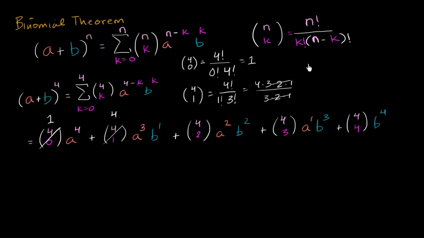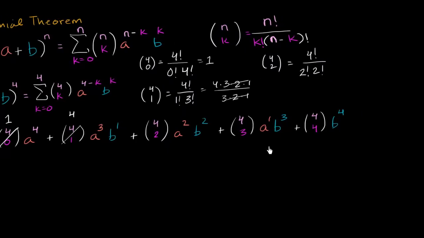Then we need to figure out what 4 choose 2 is. 4 choose 2 is going to be 4 factorial over 2 factorial times, this is going to be n minus k, 4 minus 2 factorial. So what is this going to be? Let me scroll over to the right a little bit. So this is going to be 4 times 3 times 2 times 1 over 2 factorial is 2, times 2. This is 2, this is 2. So 2 times 2 is the same thing as 4. We're left with 3 times 2 times 1, which is equal to 6. So that's equal to 6.